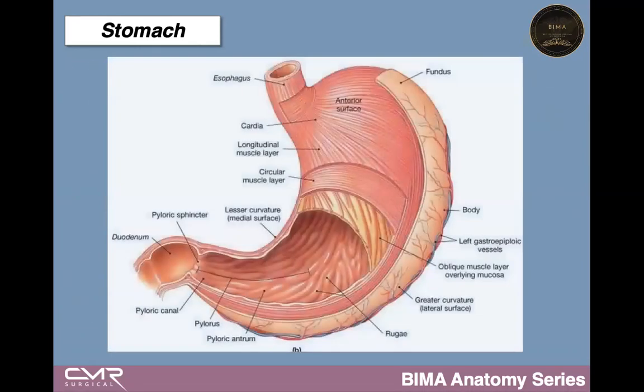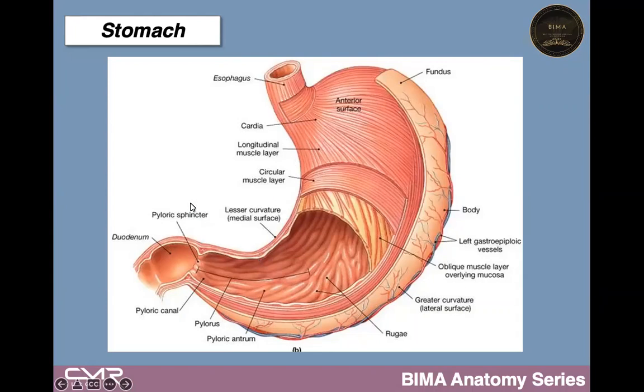So this is an image of the stomach now coming up. I don't know if you can see my mouse, or can everyone see? So I think you guys can see. Maybe if you can't, let me know in the chat.